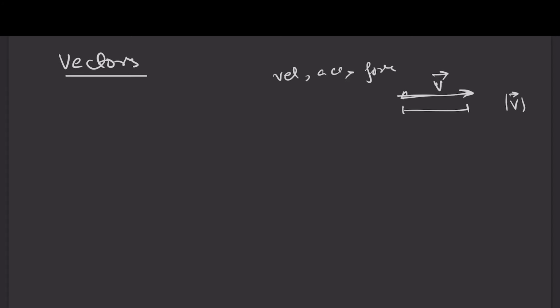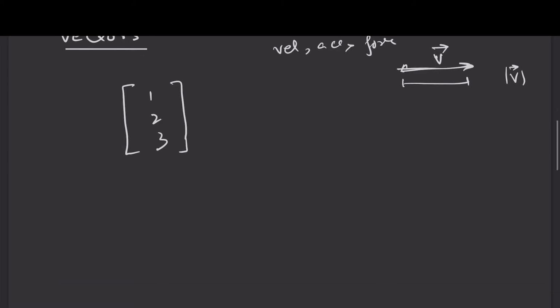But in computer science, a vector is nothing but an ordered list of numbers. Like we have an ordered list of numbers, that's 1, 2, 3. This is a vector. But in mathematics, a vector is just an abstract concept, and we have some operations on vectors like vector addition, scalar multiplication. We will talk about that later.